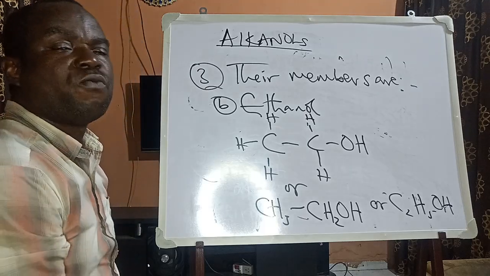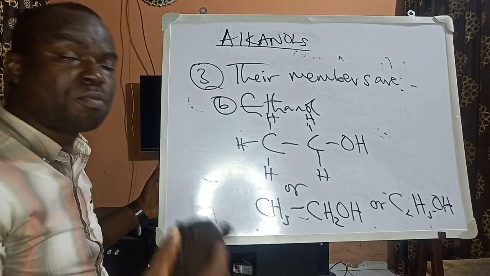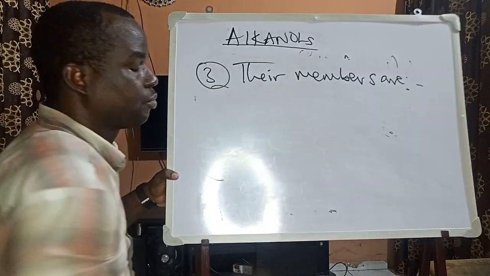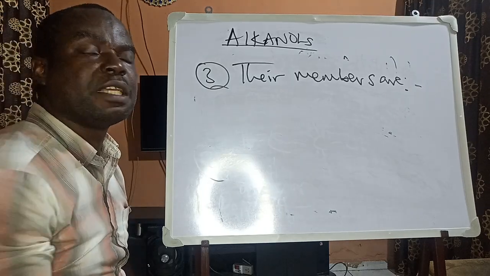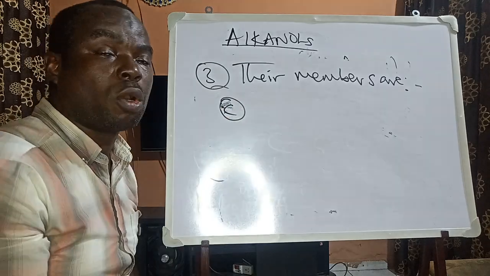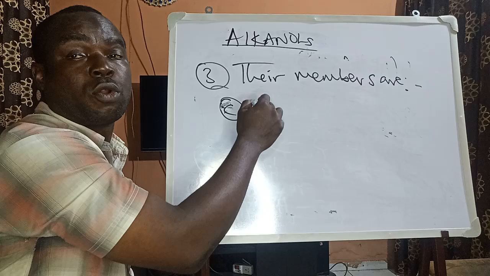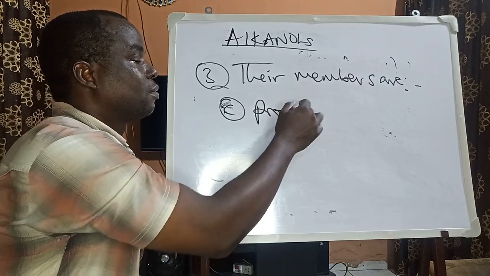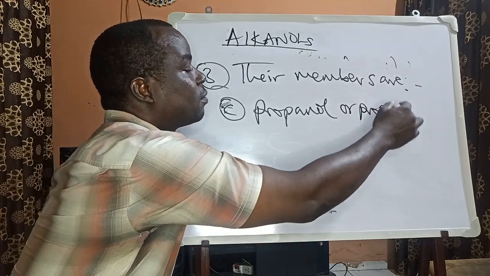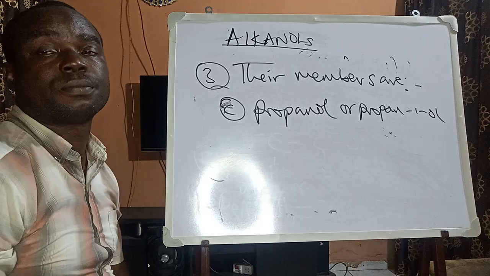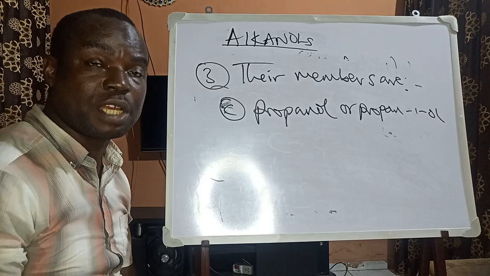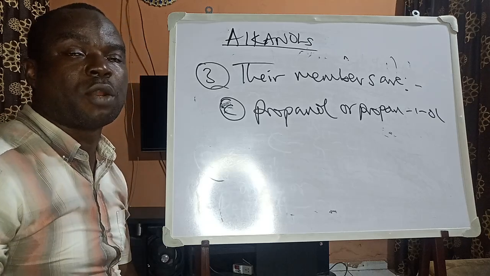Okay? Now, very quickly, look at the third member of the alkanol family. Now, the third member is propanol. Or you can call it propan-1-ol. Are we together? Now, let us draw propanol.